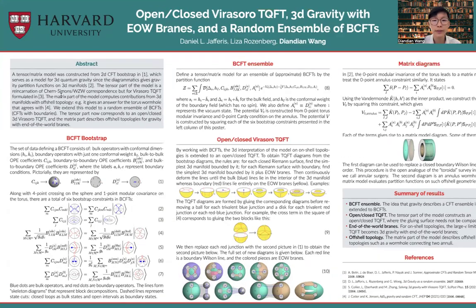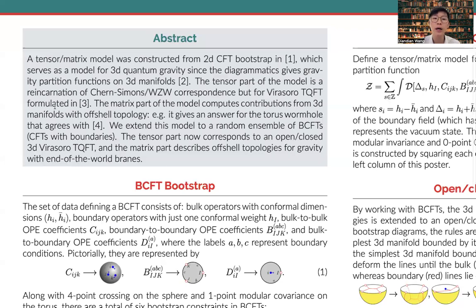This is largely inspired by a lot of recent work on 3D gravity and more generally lower dimension models of quantum gravity. In particular, in reference one, a tensor slash matrix model was constructed from knowledge of 2D conformal bootstrap. That turns out to be a model for 3D gravity because the Feynman diagrammatics gives rise to 3D gravity partition functions.